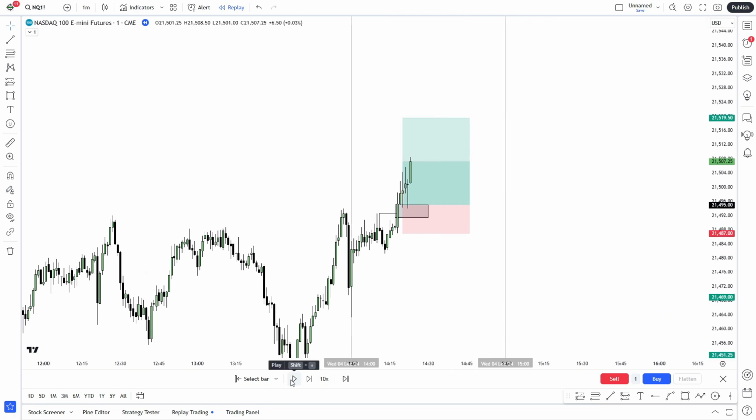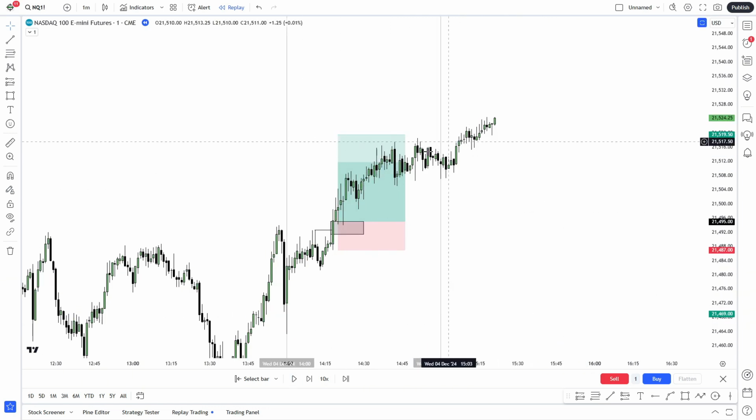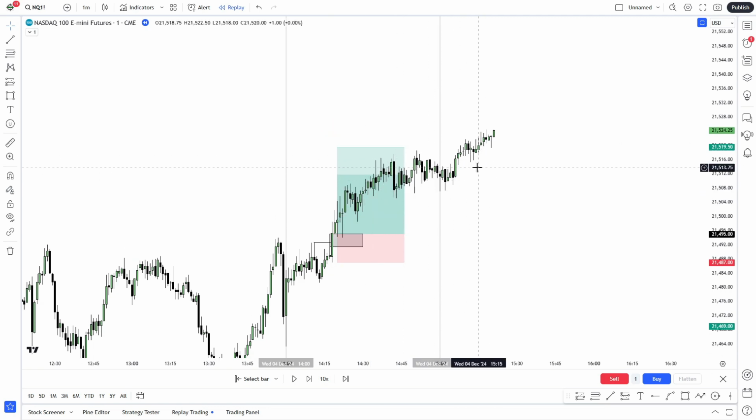Let's see price play out, and as you can see, it's a bit choppy, but this is because we're entering near the end of the session, the end of the day, so the trading volume is going to be a lot less, and therefore we get much more choppy price action, but nonetheless we still hit TP.